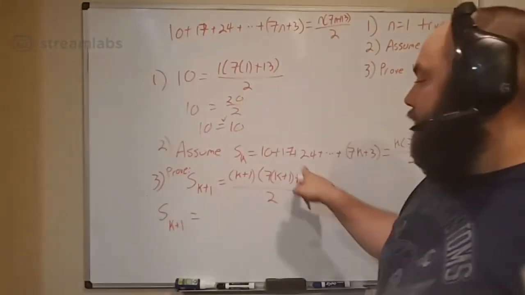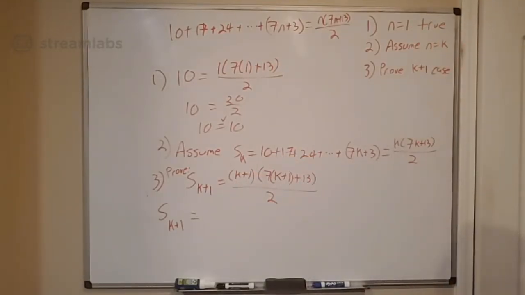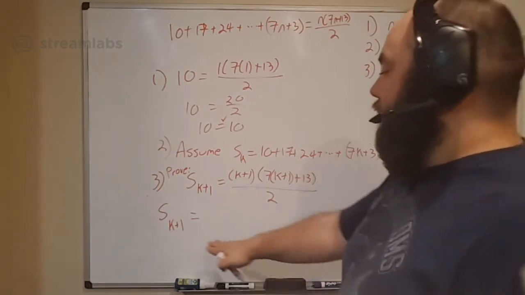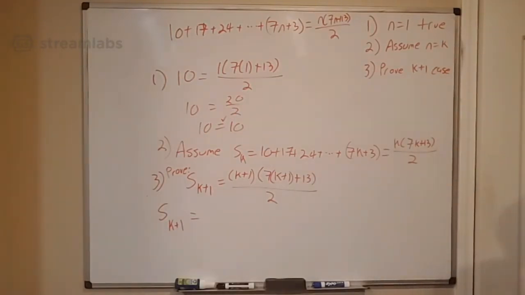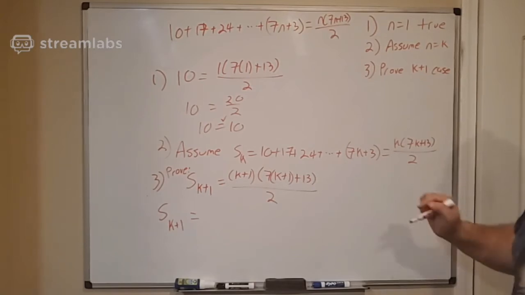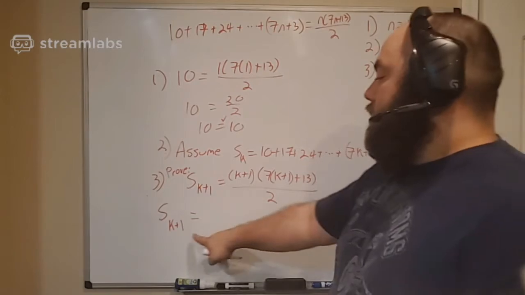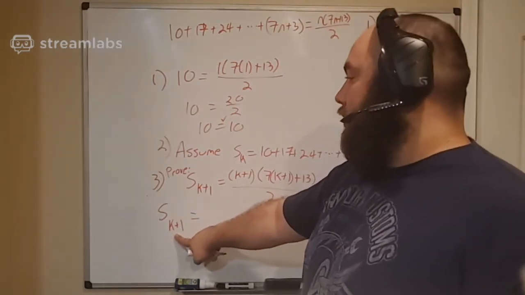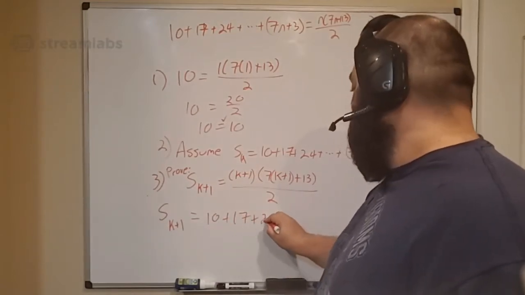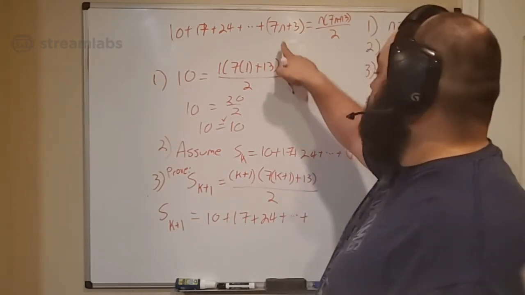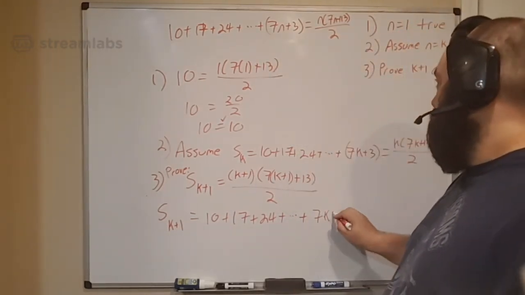So what does S sub k plus 1 equal? And don't tell me this thing up here, because that's where we've got to get to in the end. What is S sub k plus 1? Well, the first part is S sub k, and then, yeah, but we can't skip steps. We've got to write everything out. So S sub k plus 1 is the sum of the first k plus 1 terms. According to my original, that is equal to 10 plus 17 plus 24 plus dot dot dot, and then instead of an n, I'm going to put a k. So 7k plus 3. What is this that I have written out there?